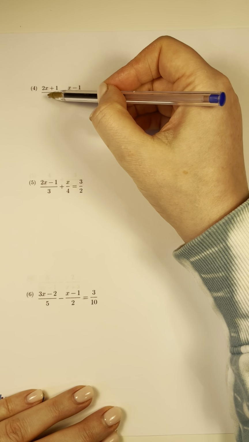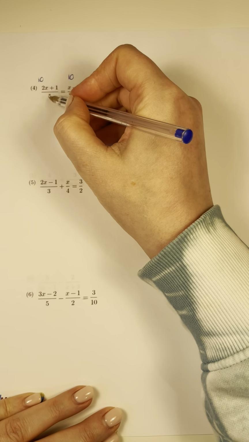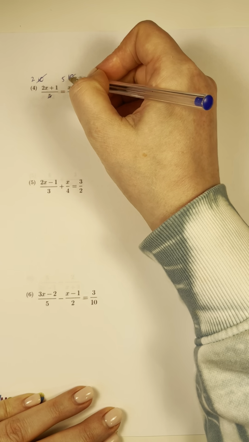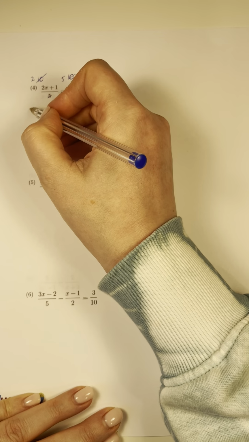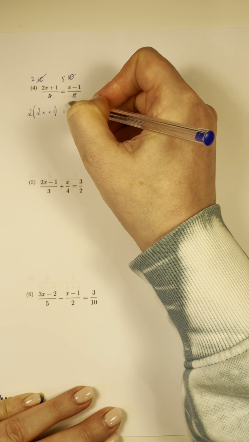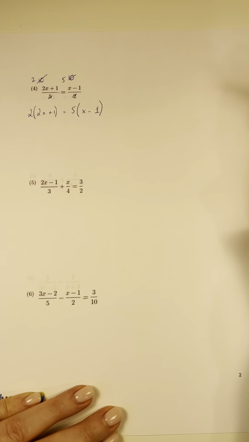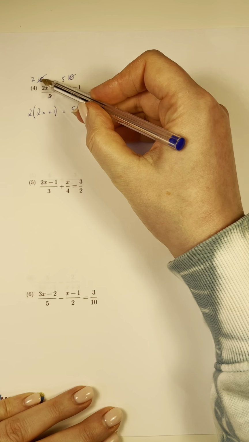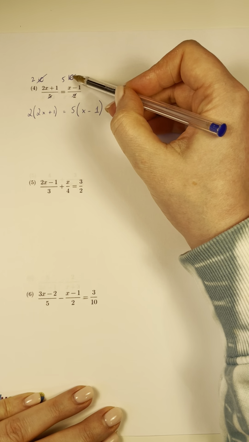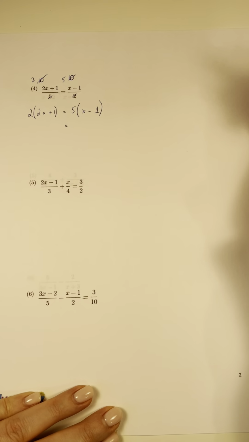Okay, I get my lowest common denominator, which in this case is 10, and I put that up the top. Now 5 into 10 will go twice, and 2 into 10 will go 5 times. And I go 2 times 2x plus 1 equals 5 times x minus 1. So I've done 5 into 10 goes twice times 2x plus 1, and 2 into 10 goes 5 times x minus 1. And now we're going to times it all out.